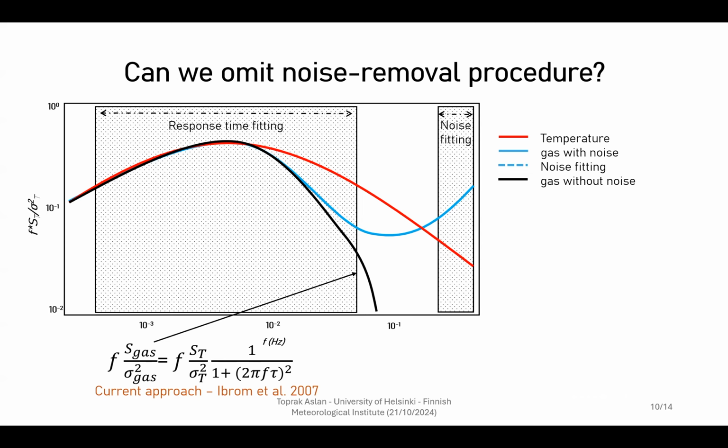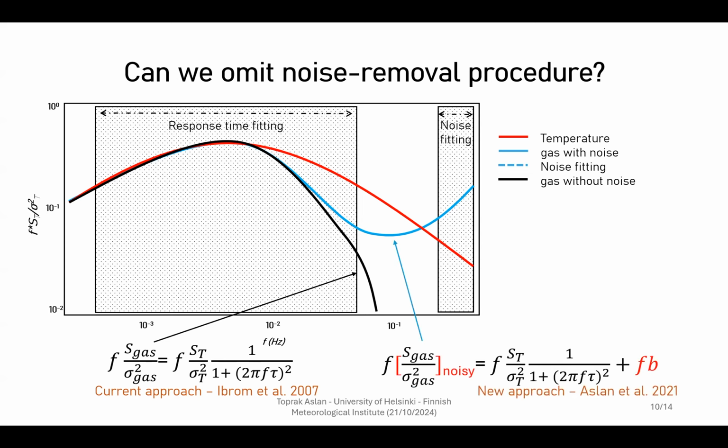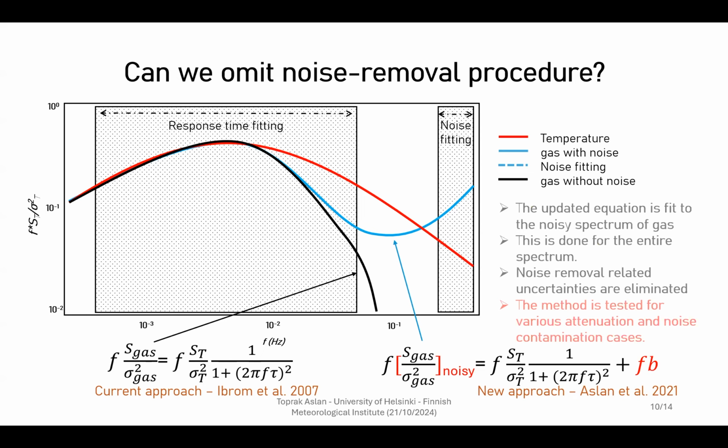In our paper, we simply added a noise term into the equation and fit that directly to the noise-contaminated spectrum. And this updated equation is fitted to the entire spectrum. This then eliminates all the shortcomings related to the noise removal procedure and also the subjectivity therein. And you also don't need to specify the range for response time fitting. This is also eliminated. We tested this method for various attenuation and noise cases, but I will not go into details; shortly, it works without any problem.